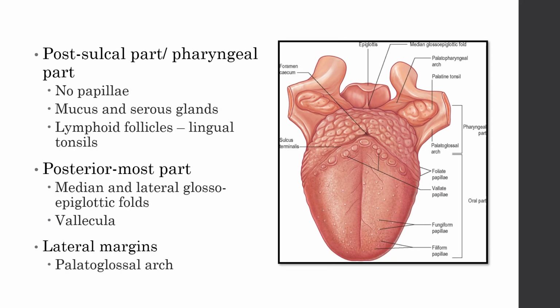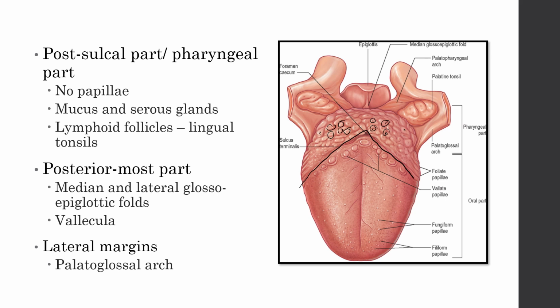Coming to the pharyngeal or post-sulcal part, behind this sulcus, this part does not have any papillae, but beneath the mucosa there are many mucus and serous glands, and you can see some raised areas. These are lymphoid follicles present beneath the mucosa, and these form the lingual tonsil, and the ducts of these glands open in the lymphoid follicles.